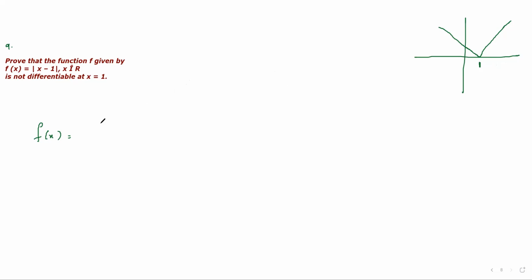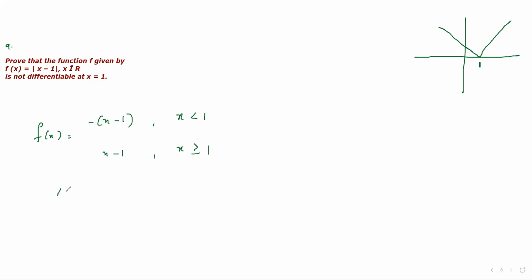So for the values left of 1, or lesser than 1, what is the function? Instead of mod of x minus 1, we write minus x minus 1 when x is less than 1. And the next one is x minus 1 when x is greater than or equal to 1. So this is how you write it.